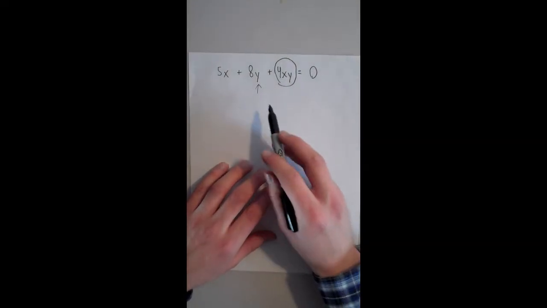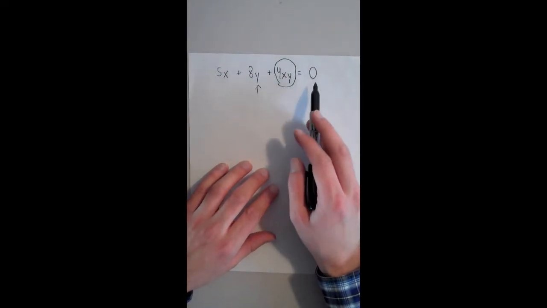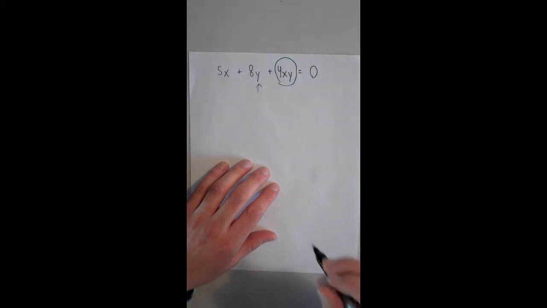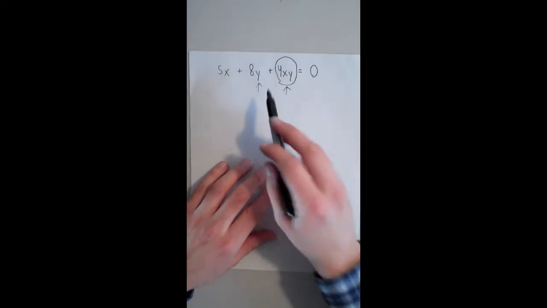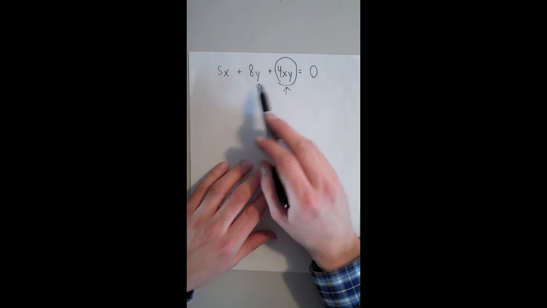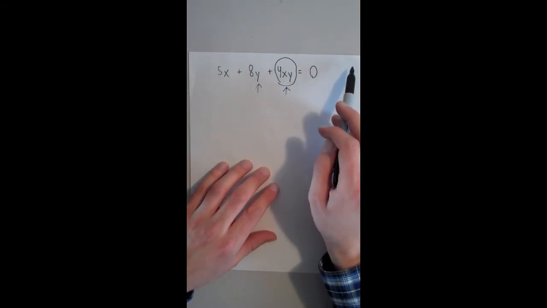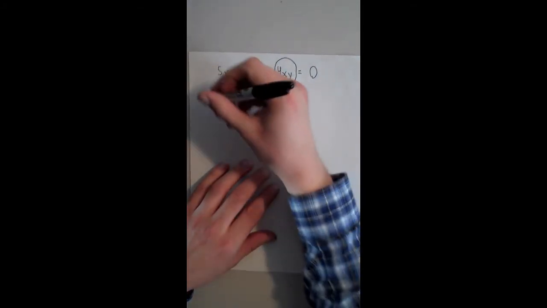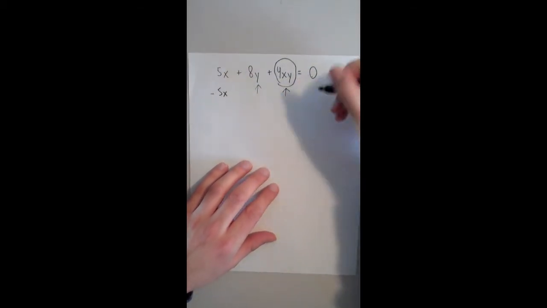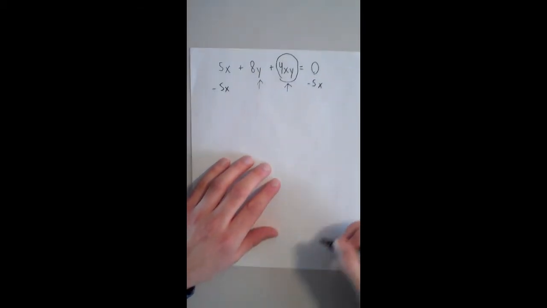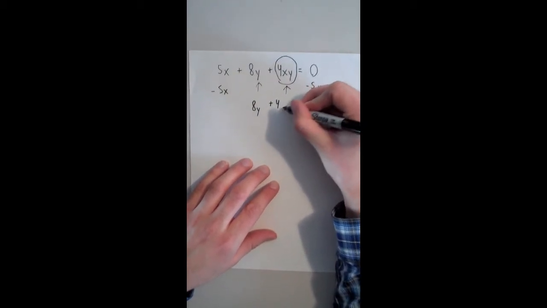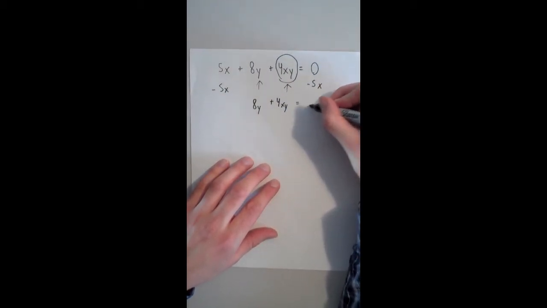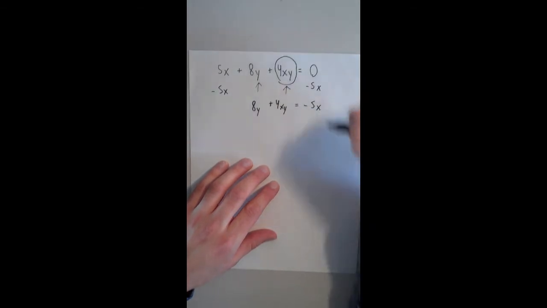So we've got 5x plus 8y plus 4xy equals 0. Now these terms, these two are the ones that have y's in them. So they're the ones that we're going to want on a side by itself. And the other term we're going to get over to the other side. So we're going to do that by subtracting 5x from both sides. And then we're left with 8y plus 4xy equals negative 5x.